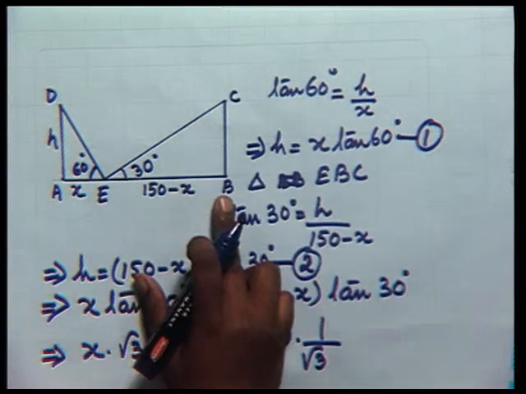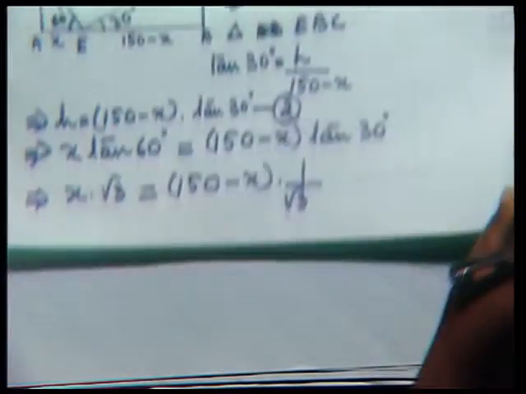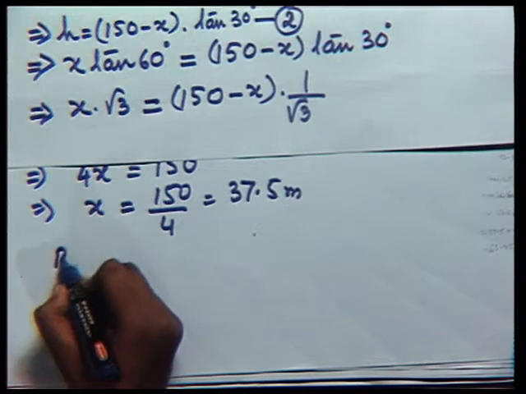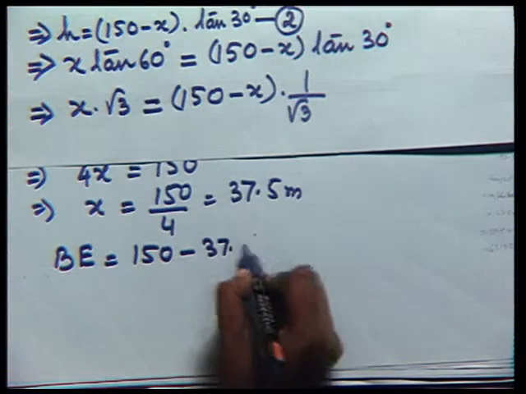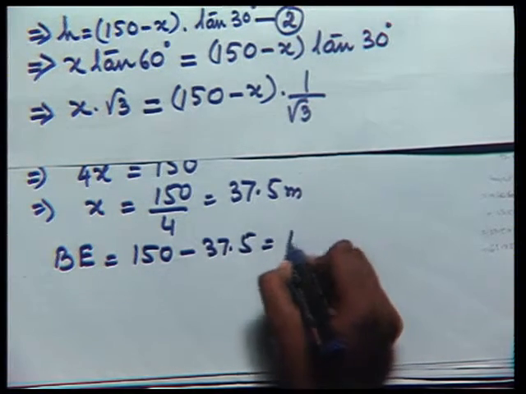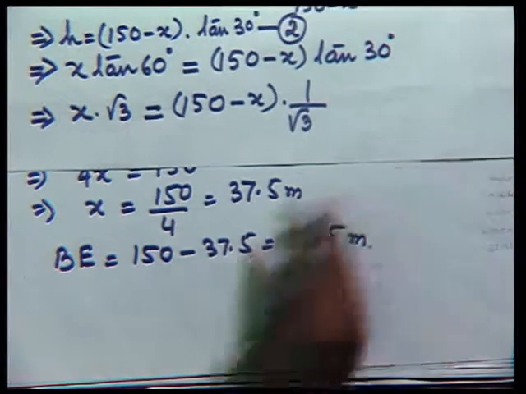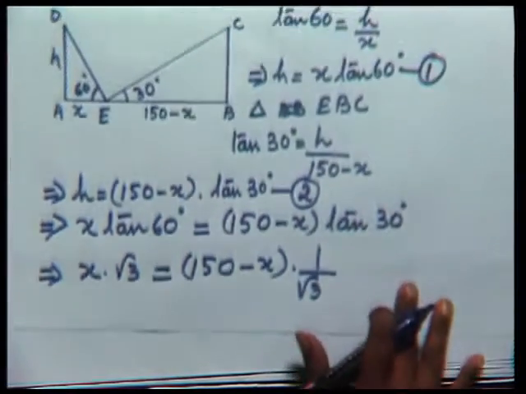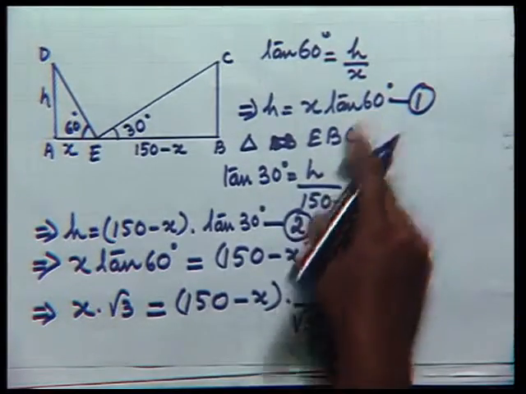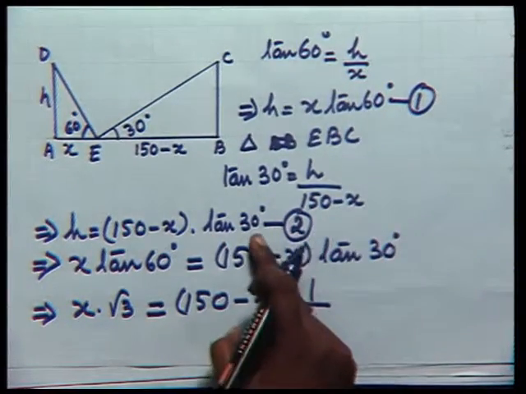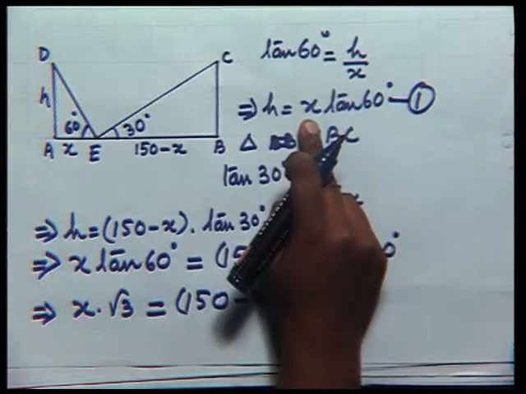So, what will be the distance BE? BE will be 150 minus 37.5. So, we get BE is equal to 150 minus 37.5 meters, that is equal to 112.5 meters. Also we have to find out the height of these poles. Now we can use either of these two equations, equation 1 or equation 2, for finding out the height h, because we already know the value of x now.